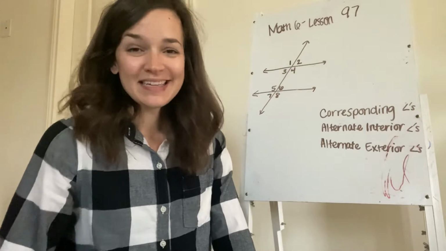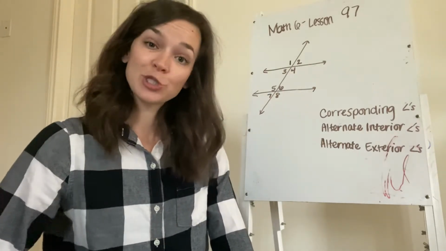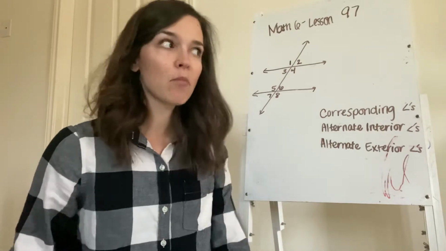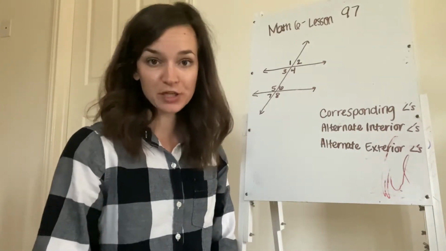This is going to be lesson 97. So in lesson 97, we're looking at transversals. And actually we're looking at more than just a transversal. We're looking at the angle relationships that are formed by transversals.